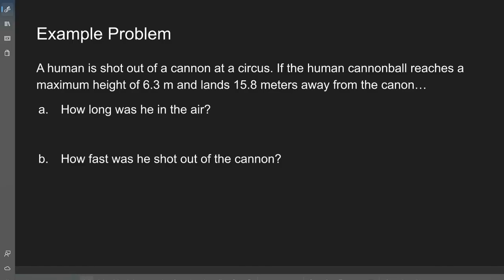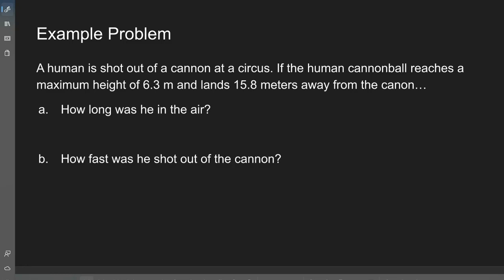Okay, example problem. A human is shot out of a cannon at a circus. If the human cannonball reaches a maximum height of 6.3 meters and lands 15.8 meters away from the cannon, A, how long was he in the air? And B, how fast was he shot out of the cannon? Okay, A, how long was he in the air?